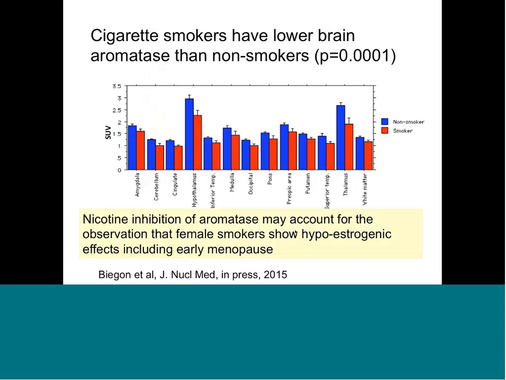So what does this mean? Could this account for any of the things we know about smokers? And remember, if you inhibit aromatase, you decrease the production of estrogen. So we think that nicotine inhibition of aromatase could account for some of the observations that female smokers go through early menopause. They go through menopause about 3 years earlier than non-smokers. So we think there's the hypoestrogenic effects of nicotine on the aromatase that also cause not only the early menopause, but also lower voice in female smokers. It's not just sort of scratchy throat, it's actually lower voice due to these hypoestrogenic effects.